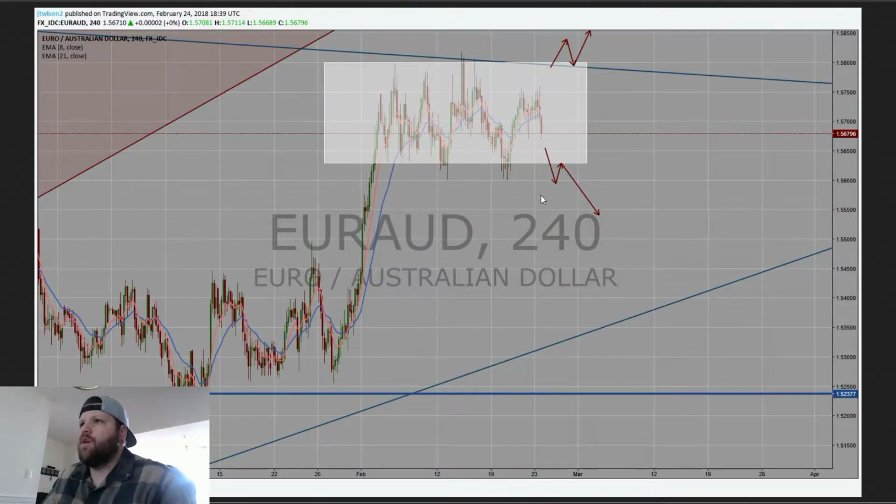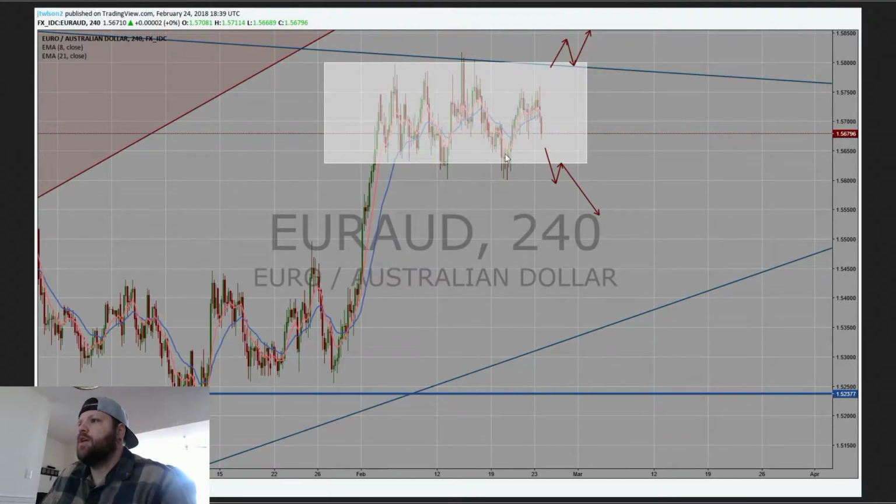Dropping down to the 4-hour time frame, like I said, it's more prominent, this area of consolidation now. I'm waiting for a breakout of this box is basically what I'm doing with EUR AUD. I haven't traded EUR AUD in the last 2 weeks because it's been in this box.